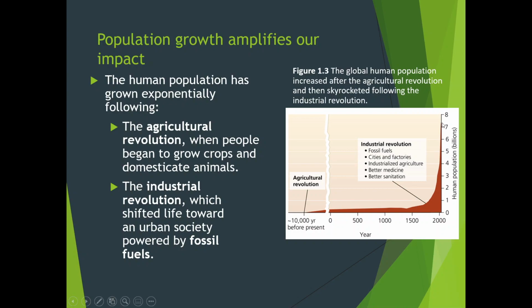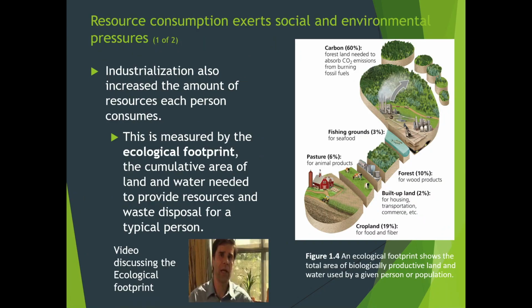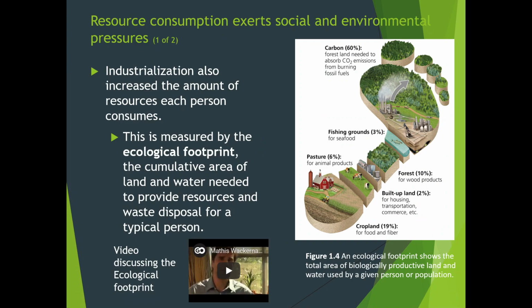One of the things we'll talk about is what is the carrying capacity of this Earth? Are we at 7 billion people? How many people can this Earth actually withstand? One of the ways we distinguish that is through what's called the ecological footprint. This is the cumulative area of land and water needed to provide resources and waste disposal for a typical person.